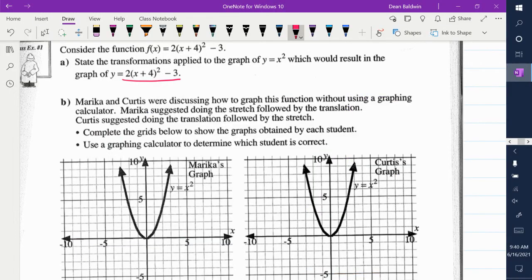Okay. So what is my A value, my P value, and my Q value? What's my A value? 2, which means we've done a what? Vertical stretch by 2, VS by 2. What's my P value? -4, which means we went left. And my Q, which means we went down.